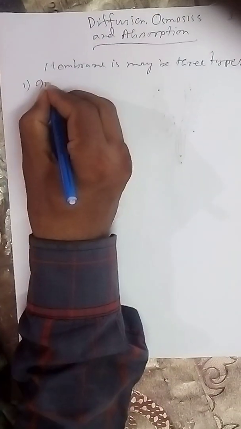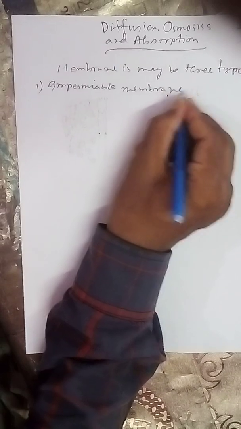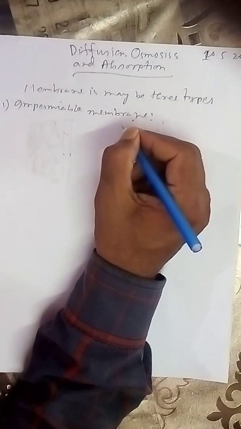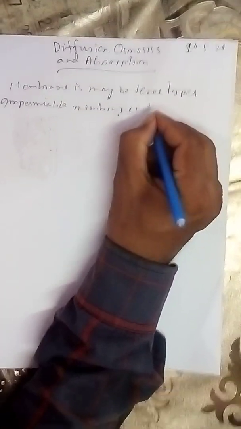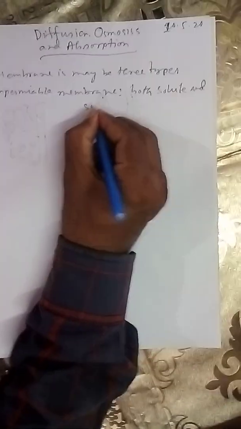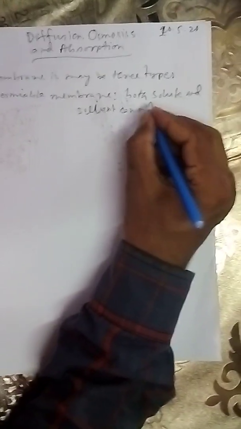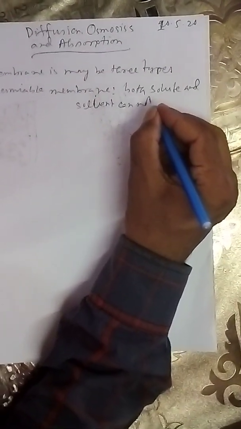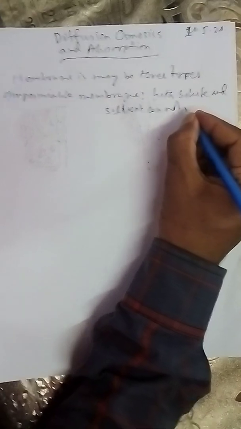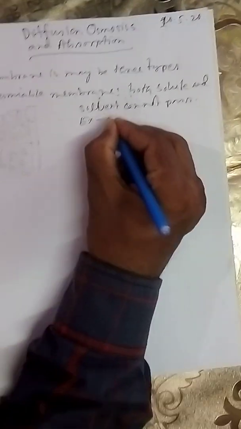One is the impermeable membrane. The membrane through which molecules of both solute and solvent cannot pass. That means both solute and solvent cannot pass through the membrane. That is called an impermeable membrane. Example, like polythene.